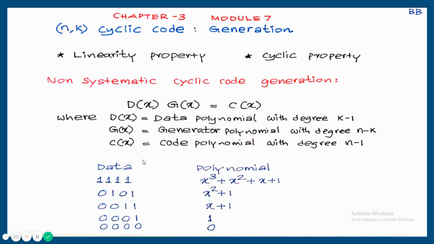Here I am showing how to convert bits into polynomial format. The first example is 1, 1, 1, 1, and the equivalent polynomial is x cube plus x square plus x plus 1. The total number of bits is 4, and you can see the degree is equal to 3, because for the LSB we write x raised to 0, then x raised to 1, then x square, then x cube. Next combination 0, 1, 0, 1, the equivalent polynomial is x square plus 1. Next 0, 0, 1, 1, the polynomial is x plus 1. 0, 0, 0, 1, the polynomial is 1, and for 0, 0, 0, 0, the polynomial is 0.